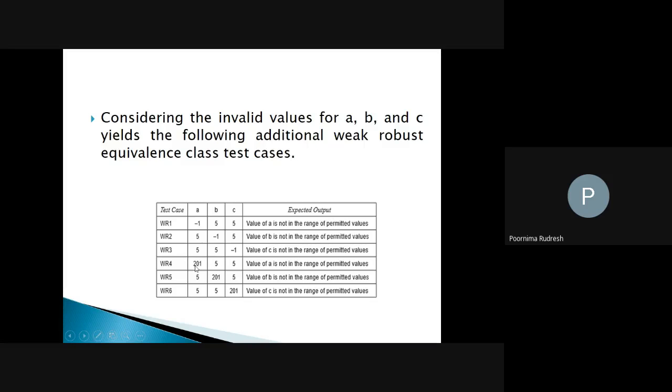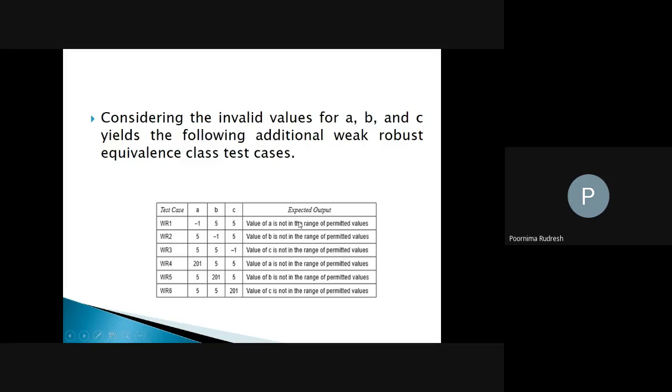Okay, so in the fourth test case, A is equal to 201 is given. If this is the case, then once again it will display the error message as the value of A is not in the given range. Why? Because for A, the range given is from 1 to 200. More than 200 will be treated as the invalid value, or it is not in the range.